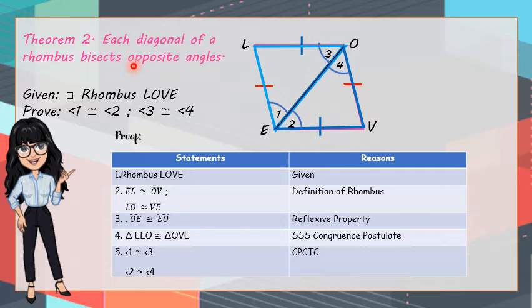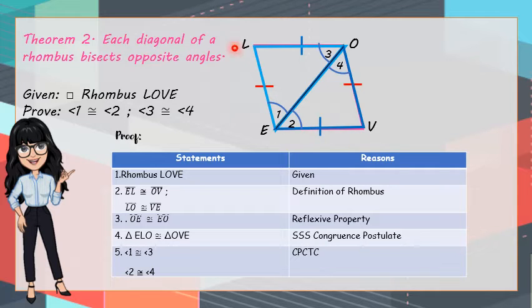Remember, we are trying to prove here that one diagonal of a rhombus bisects opposite angles. So if we try OE here, this OE will be bisecting our two angles, angle LEV and its opposite angle, which is angle LOV. So it will be bisecting. Bisect means our angles will be divided into two congruent angles.